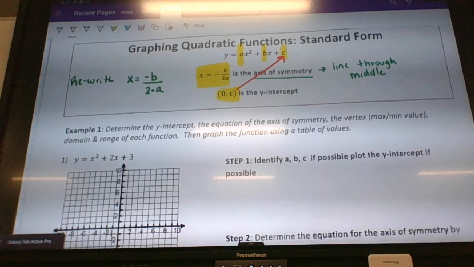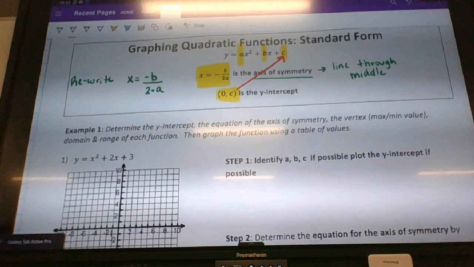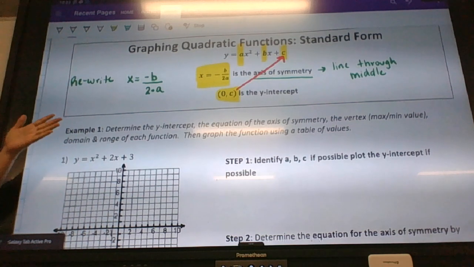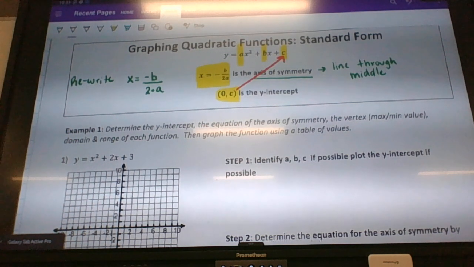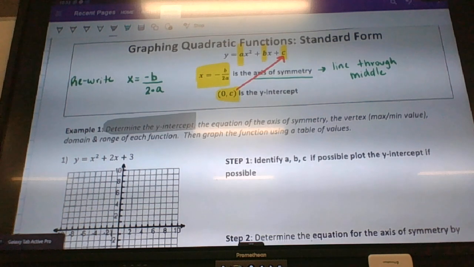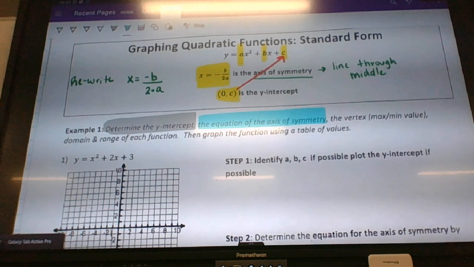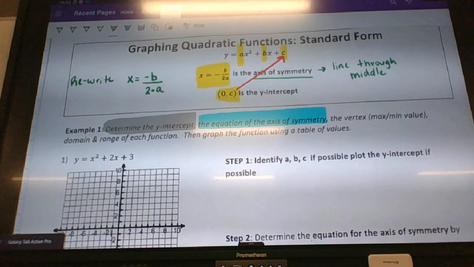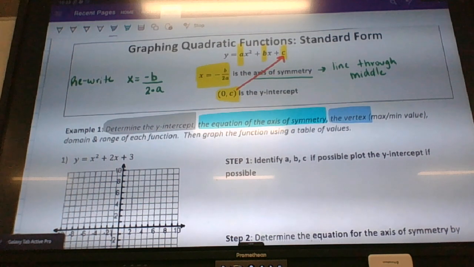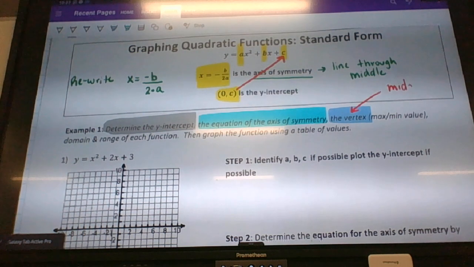So this is a little bit more involved than just counting right, left, up, down. So the directions can ask a wide variety of things. So let's just look. This is like 5 different things we have to do here. It says we need to figure out the y-intercept. Fine. We also need to do the equation for the axis of symmetry. Okay, fine. We also need to find the vertex. So let's make a note here. Vertex is the very middle point.